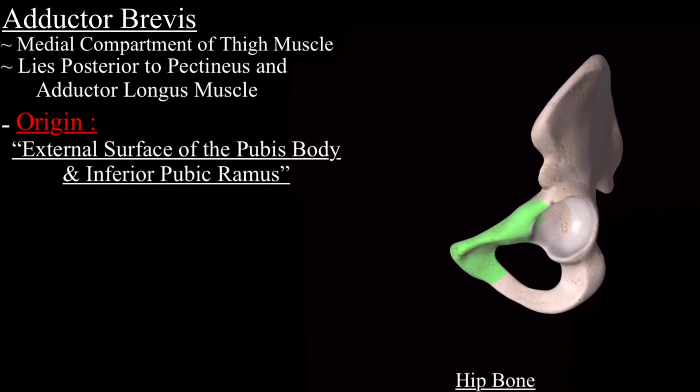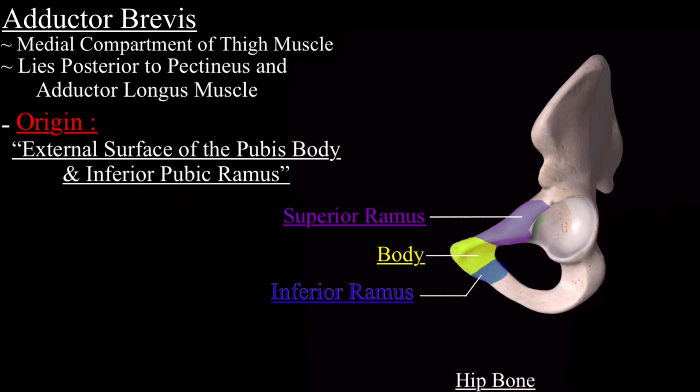Furthermore, we divide the pubic bone into three parts: the body, the superior ramus, and the inferior ramus. And the adductor brevis muscle originates from the external surface of the body of the pubis and the inferior pubic ramus.